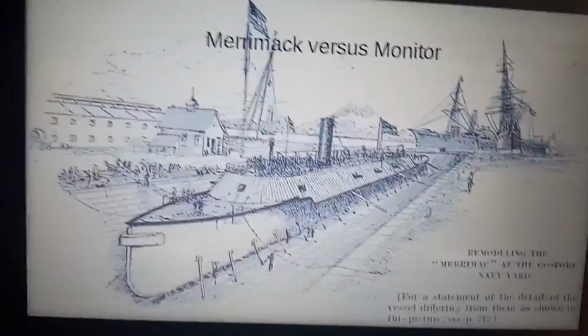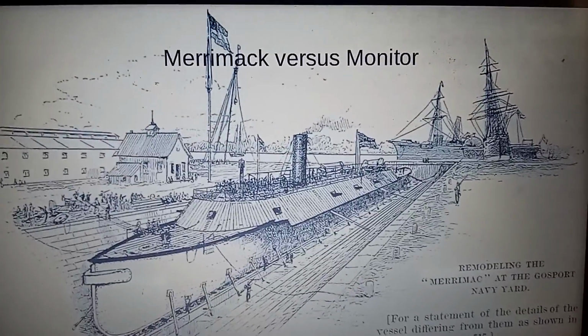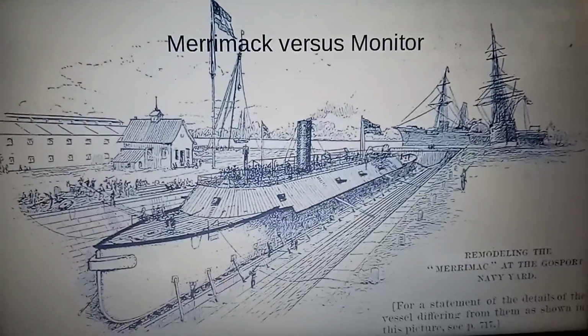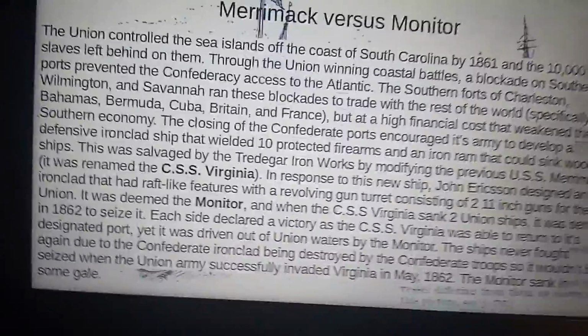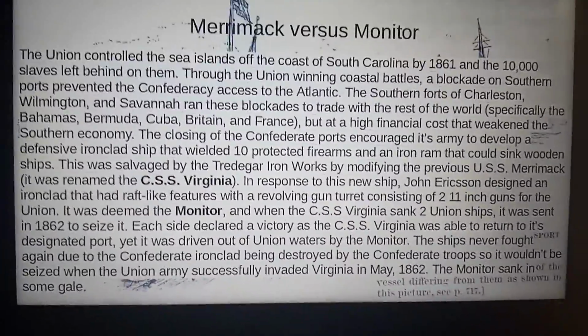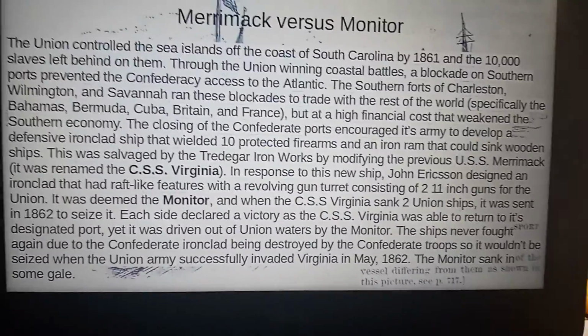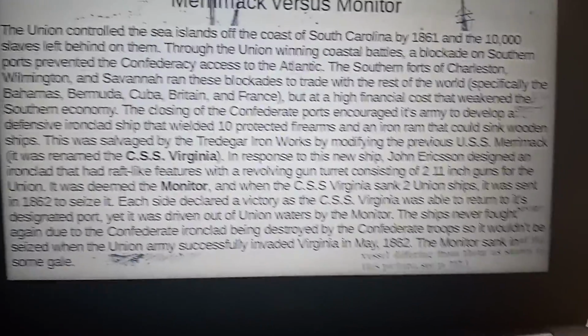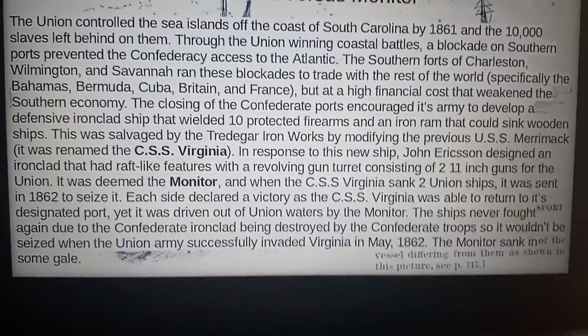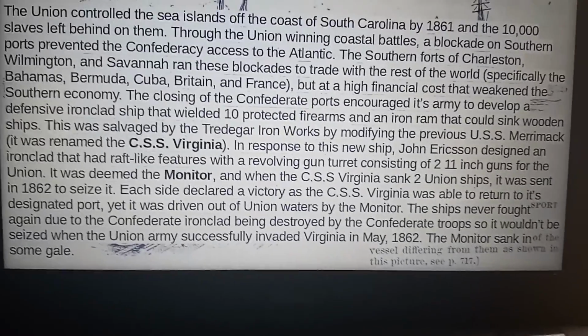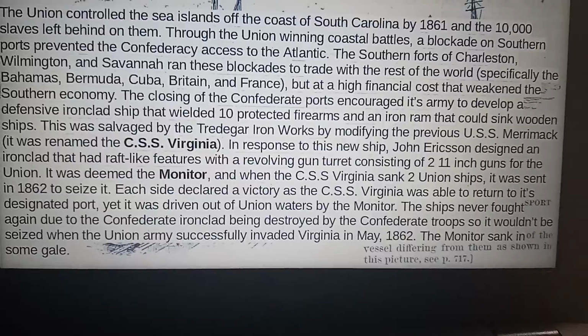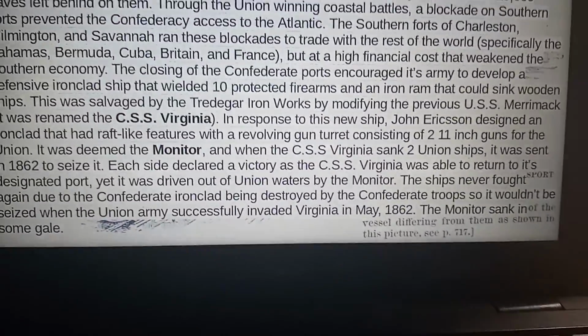In this war, ironclad ships would fight. The Merrimac versus Monitor, with the Merrimac being the CSS Virginia for the Confederacy and the Monitor being the Union ship. The Union controlled the Sea Islands off the coast of South Carolina by 1861, and 10,000 slaves were left behind on them. Through the Union winning coastal battles, a blockade on the South's ports prevented the Confederacy access to the Atlantic. The southern forts of Charleston, Wilmington, and Savannah ran through these blockades to trade with the rest of the world, specifically the Bahamas, Bermuda, Cuba, Britain, and France, but at a high financial cost that weakened the Southern economy.